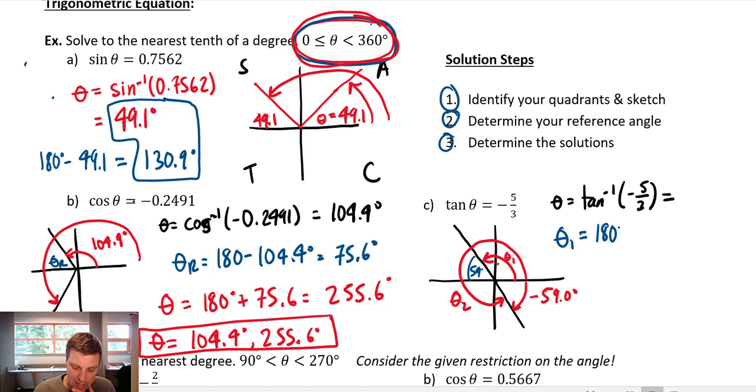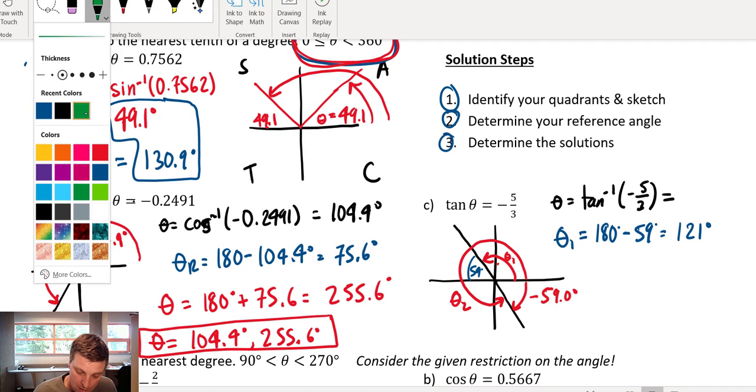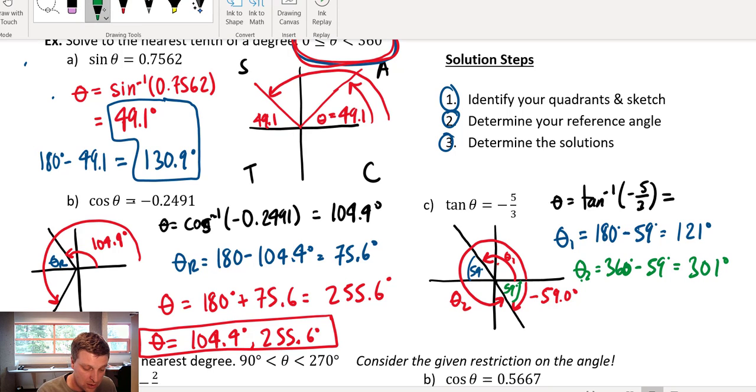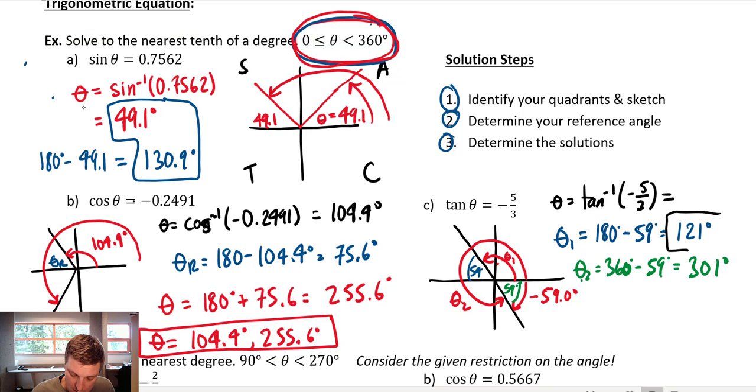So that would be 180 minus 59 degrees, which is going to work out to be 121 degrees. And then to find theta 2, I can see that my 59 degree angle is this one right here, because that's what I found with my original. It was negative 59. And so this theta 2 would be 360 minus 59 degrees, which would be 301 degrees. And so my solutions are 121 and 301 degrees.